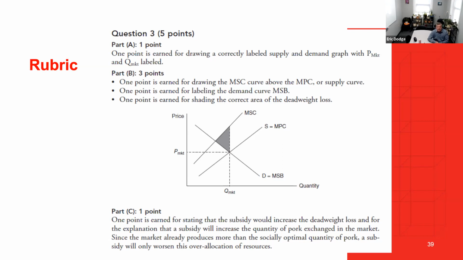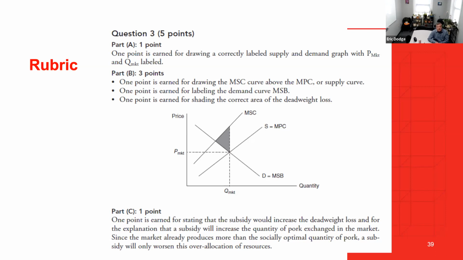They asked to draw a correctly labeled supply and demand, the market for pork, and identify Q market and P market. What your reader is looking for is upward S, downward D, and the correct intersection with correct labels. 1 point. Part B asked you to incorporate some additional labels.